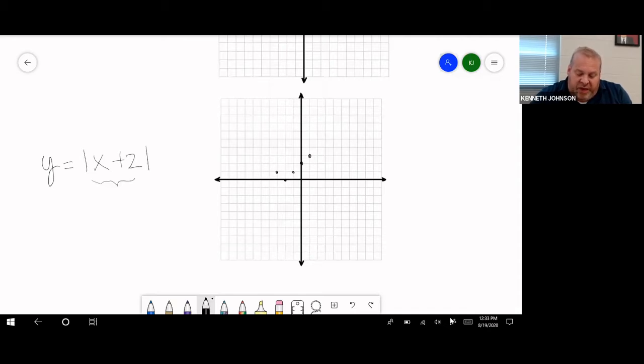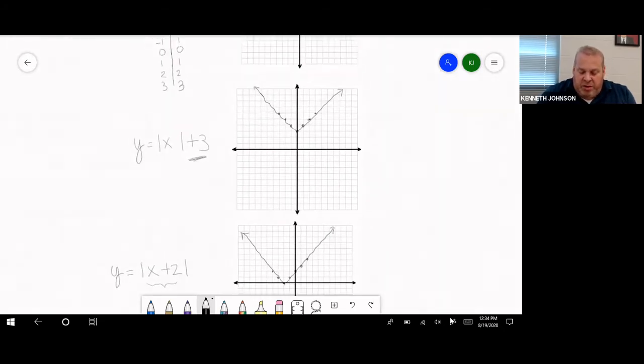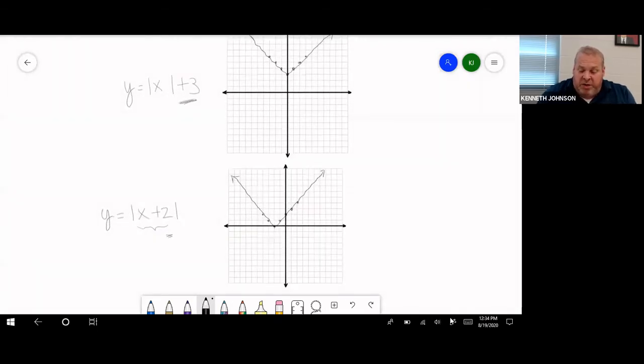Okay. If I keep going and I plug in 2, 2 plus 2 is 4. The absolute value of 4 is 4. It's going up. So I'm going to go back a little bit and plug in -4. -4 plus 2 is -2. The absolute value of -2 is 2. And I can see that my V is forming over here. So where the last one moved it up and down, this one took that same graph that we had initially and just moved it over to the left.